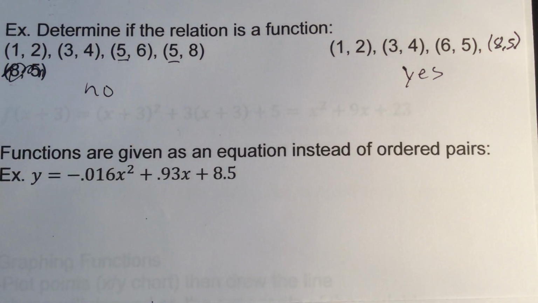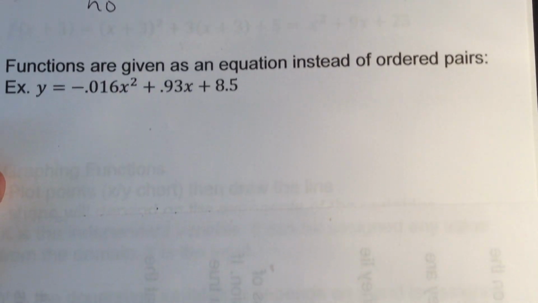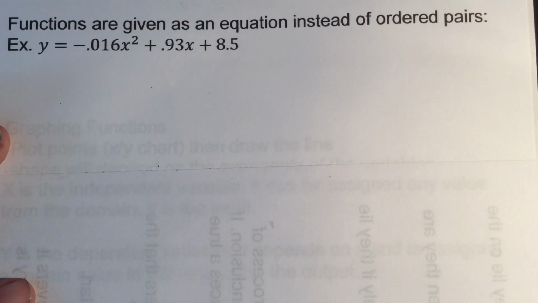Now, we can also give these as an equation instead of an ordered pair. For example, y equals negative 0.016x squared plus 0.93x plus 85. So that's another example of what a function could be. Now, why is this a function?